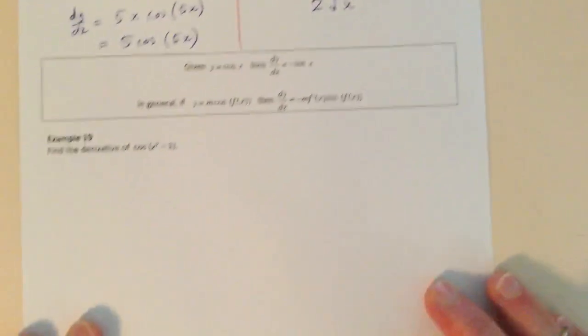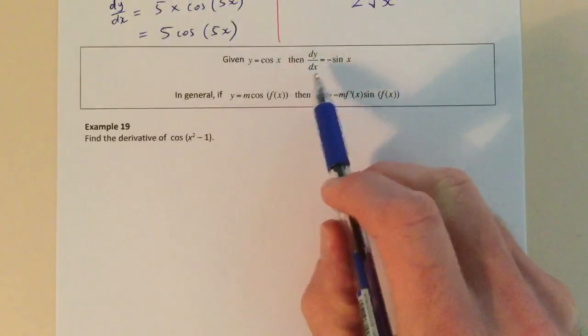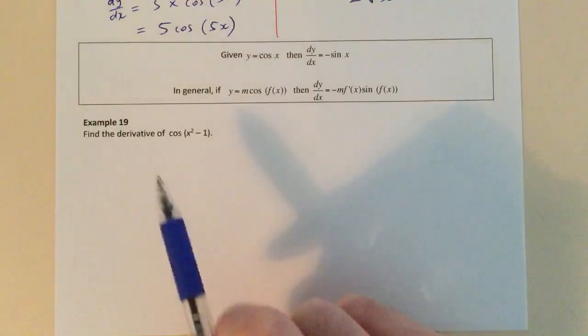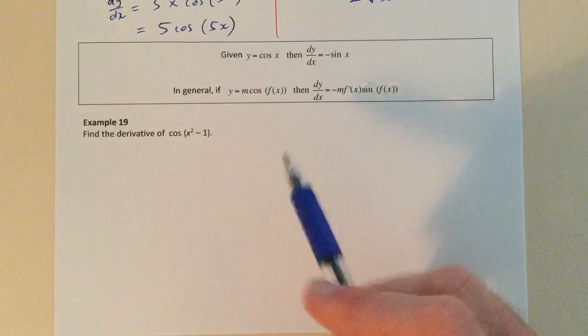Okay, moving on to derivatives of cos x. So the derivative of cos of x is equal to negative sine x. And again, extending that to apply the chain rule for more complex expressions.